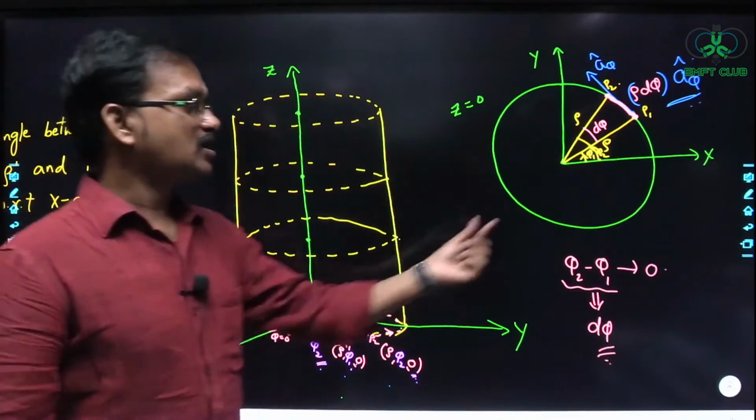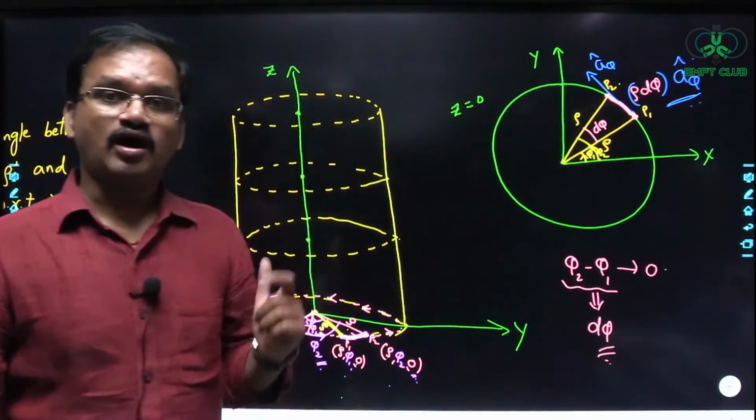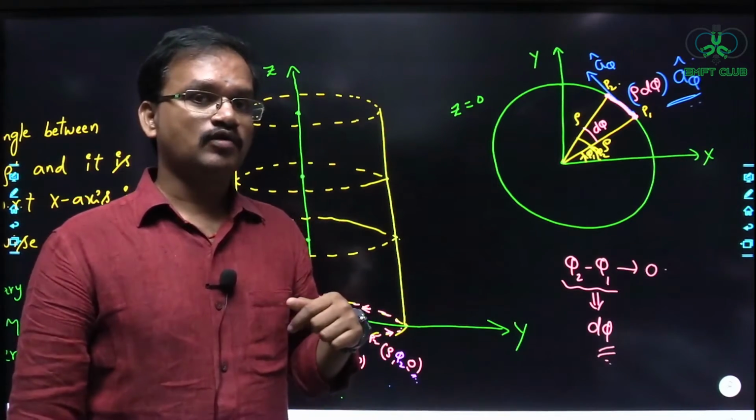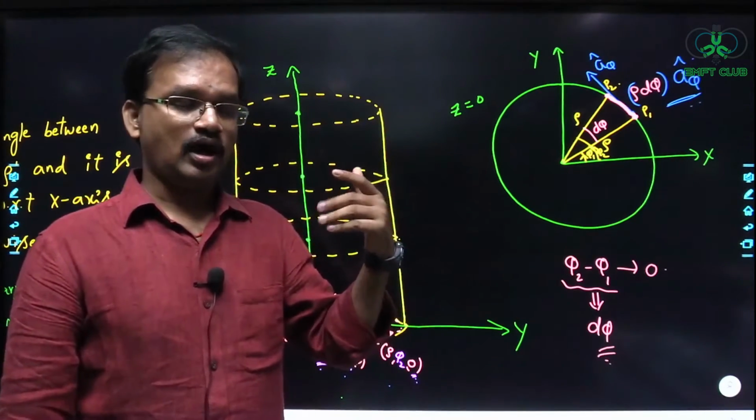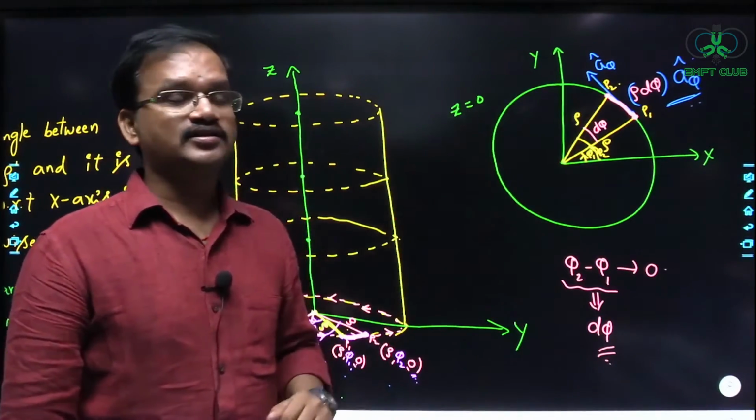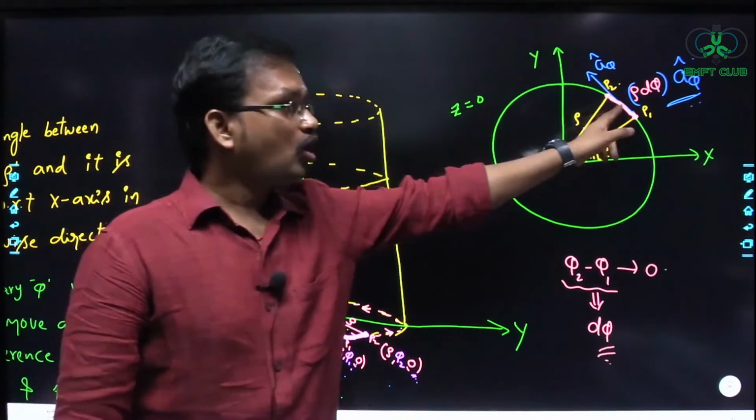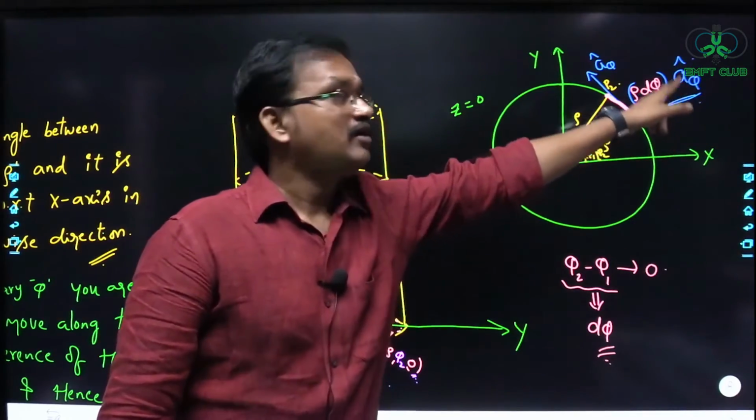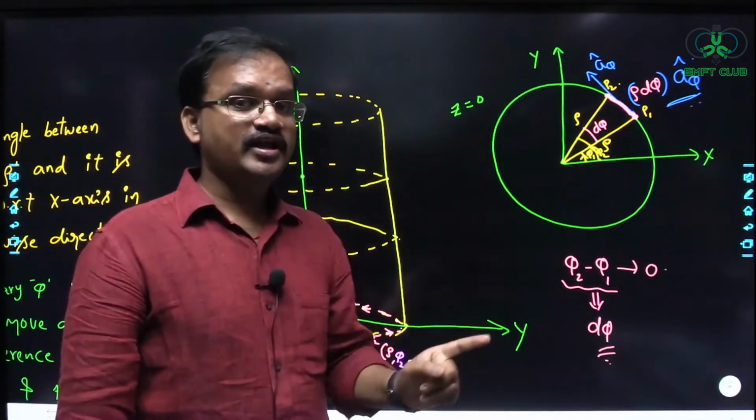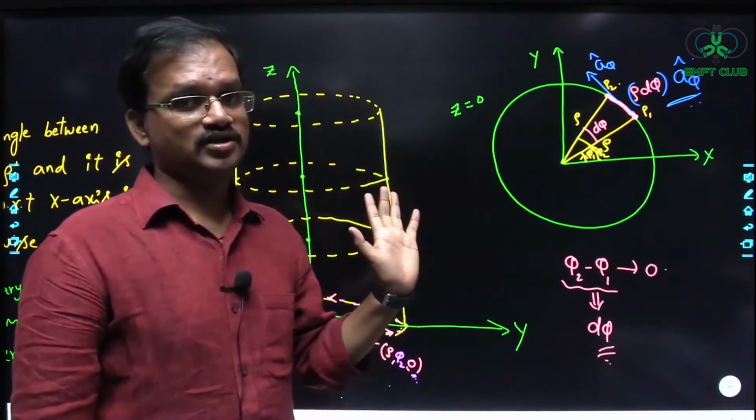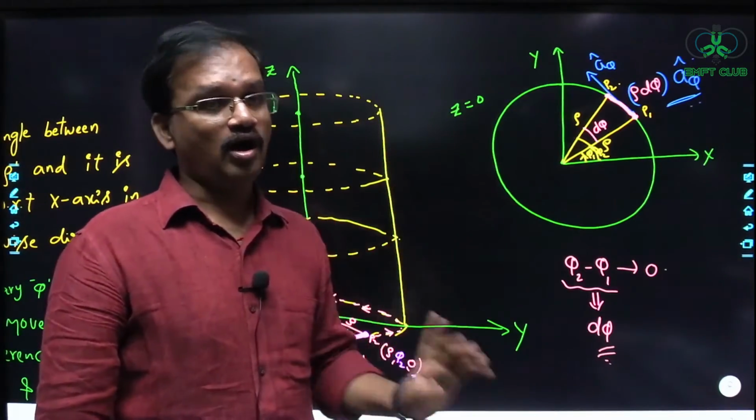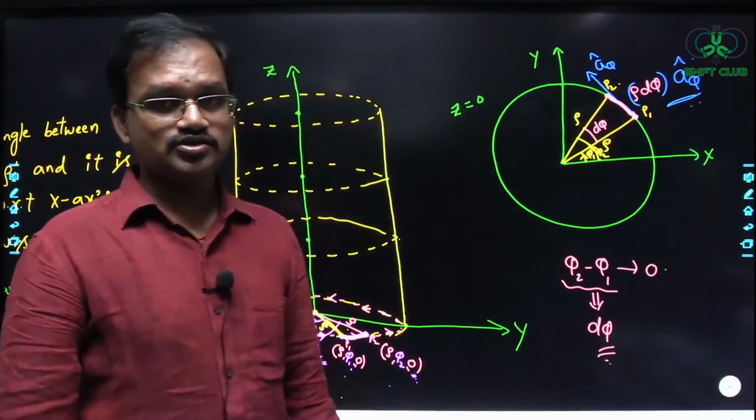Understood? So this is the small differential arc length along phi. So the small differential arc length along rho is nothing but what? D rho a rho cap. Whereas the small differential length along phi is nothing but what? Rho d phi a phi cap, where a phi cap is the tangent drawn to the arc in which direction? In anti-clockwise direction. So that a phi cap is going to give you the direction of that arc at that point. Understood? Okay.